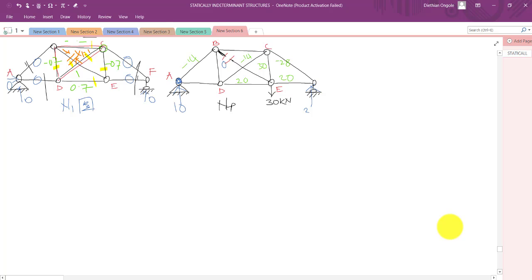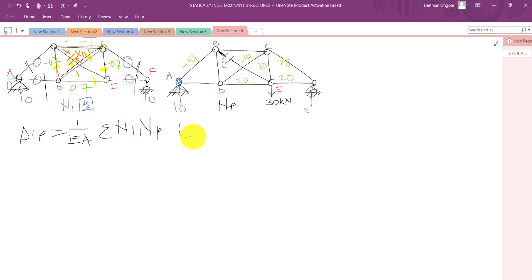For delta 1p, we know that it's given by delta 1p equals 1 over EA, summation of n1 times np, then times the length of the rod. So this would be equivalent to 1 over EA, then into, let's first look at the rods which would be cancelling out due to the zero internal force. From observation, you know that this one has got a 0 on it. So when I multiply this n1 times this np, it would be cancelling out.